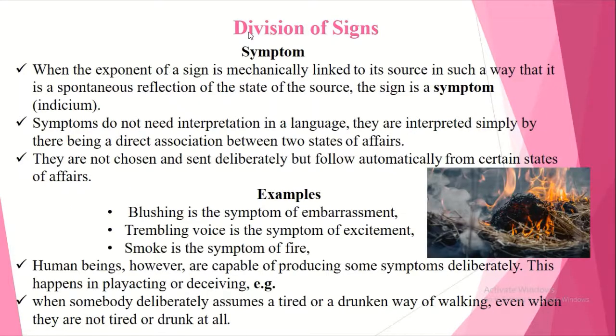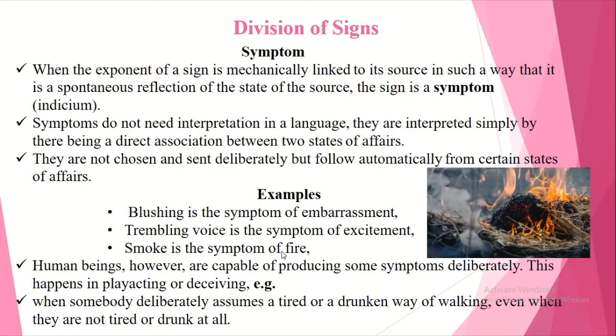The third category in the division of signs is symptom. When the exponent of a sign is mechanically linked to its source in such a way that it is a spontaneous reflection of the state of the source, the sign is a symptom. Symptoms do not need interpretation in a language. They are interpreted simply by there being a direct association between two states of affairs. They are not chosen and sent deliberately but follow automatically from certain states of affairs. For example, blushing is the symptom of embarrassment, a trembling voice is the symptom of excitement, and smoke, as you can see in the picture, is a symptom of fire.